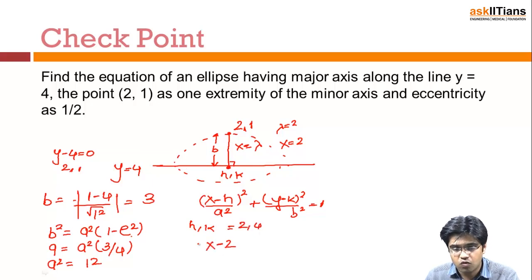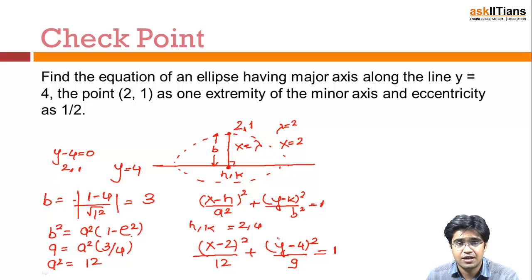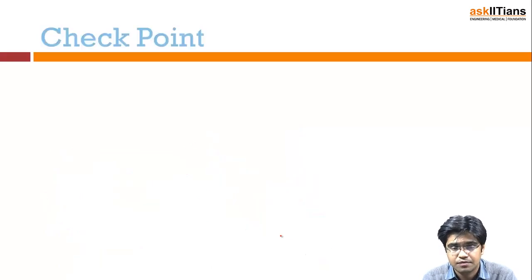The equation that I want to find is (x minus 2) whole square divided by a square, that is 12, plus (y minus 4) whole square divided by b square, that is 9, equals 1. This is the required equation of the ellipse. You can see that the center is not at (0, 0), but I have still managed to find it. So you just need to remember the basic concept that the axes are perpendicular, and the perpendicular distance from the extremities of one axis to the other axis will be the semi-length of that axis.